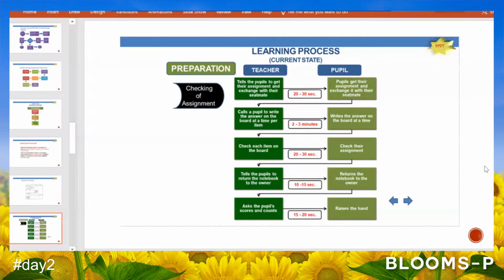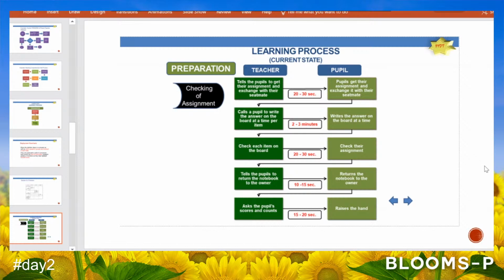This is interrelated with each other. The learning process is, of course, interrelated within each other. Now, the teacher tells the pupil to get the assignment and exchange it with their seatmate. The pupil will, of course, get the assignment and exchange it with their seatmate. After that, the teacher will call a pupil to write the answer on the board, one item at a time. So of course, between 2 to 3 minutes, the pupil will write the answer on the board at a time. After that, around 20 to 30 seconds, the teacher will check each item on the board.